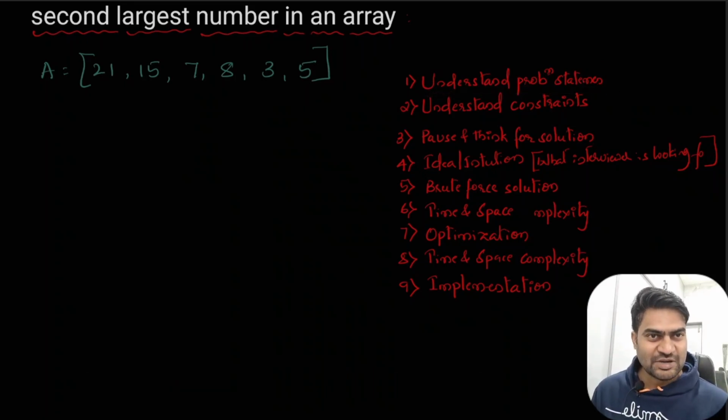It is pretty much clear. It is a straightforward problem where, out of the given numbers, we need to find the second largest number. In this particular array, 21 is our largest number, then 15 is our next largest number. Correct, right? Let us try to understand the constraint. There should be at least two numbers in the array to find the second largest. If there are less than two numbers, there won't be any second largest number. There will be only one number there.